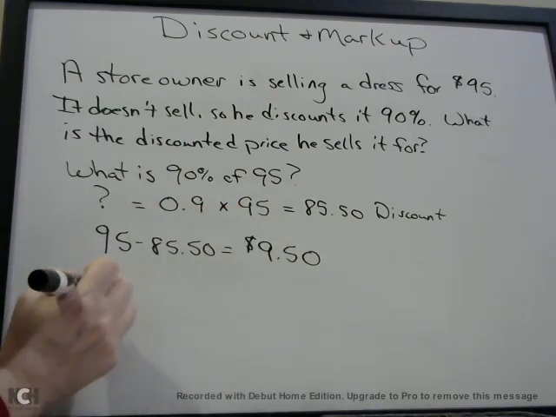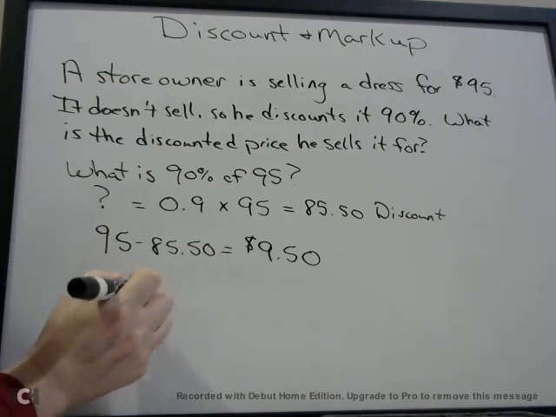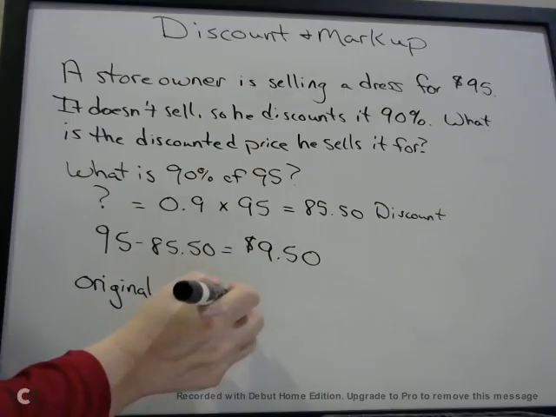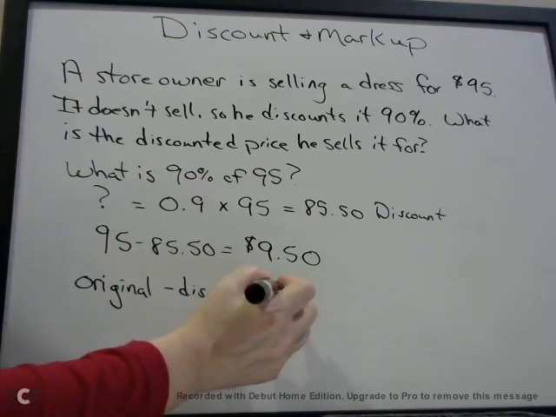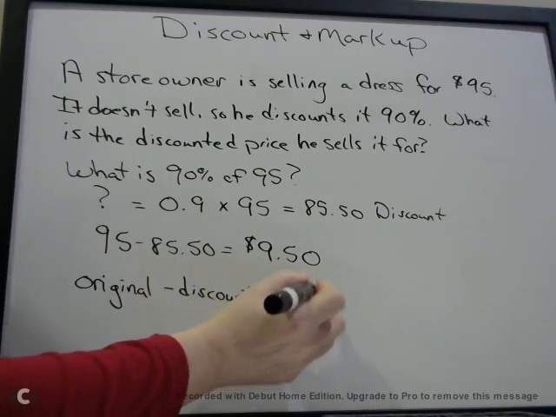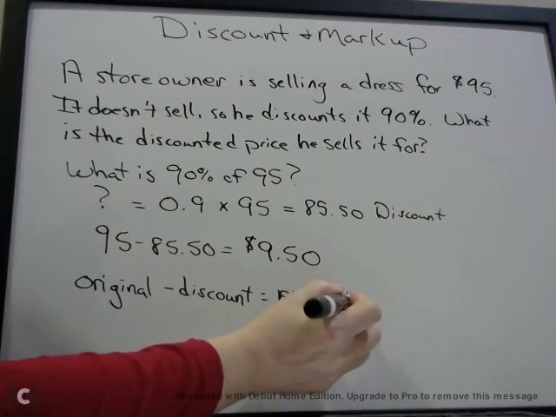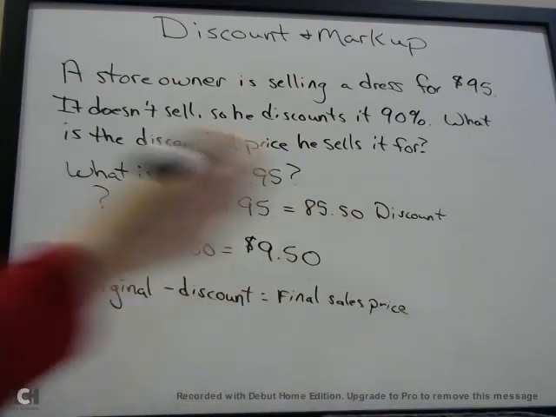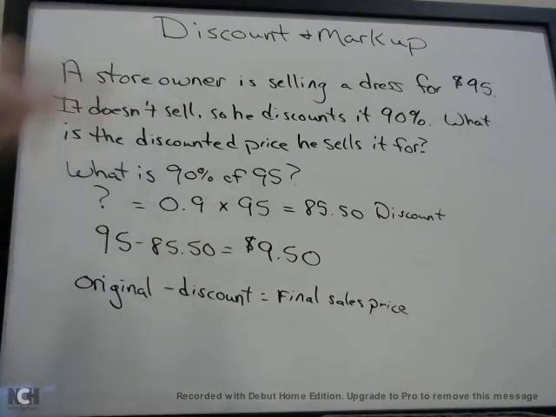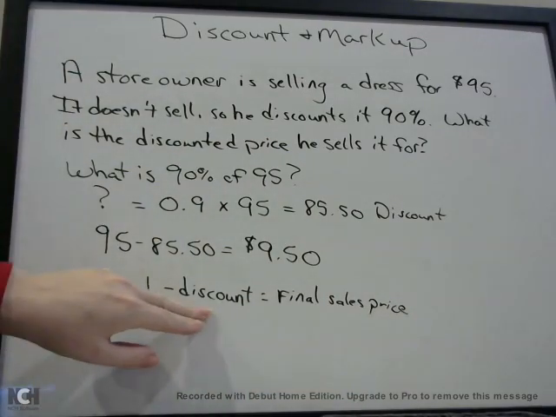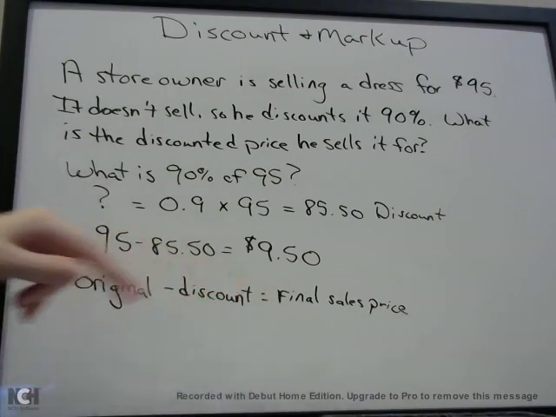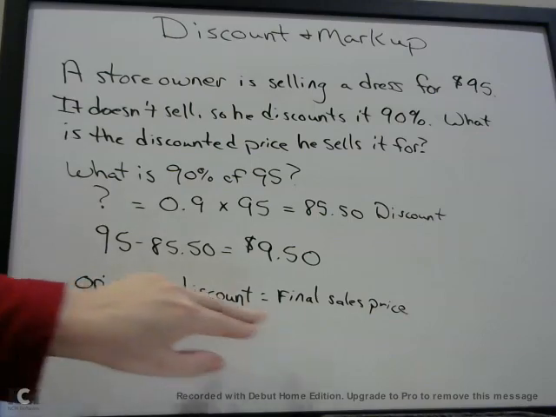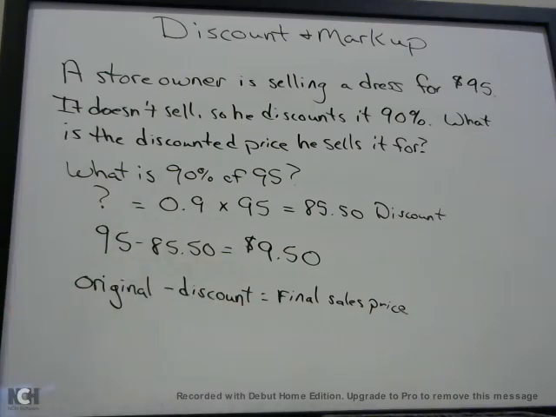So here is the original minus the discount equals the final sales price. So if you remember when we did a markup, we took the original plus the markup and got the final sales price. Here we're discounting it, we're making it cheaper. So original minus the discount equals the final sales price.